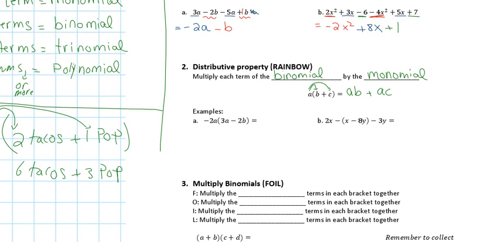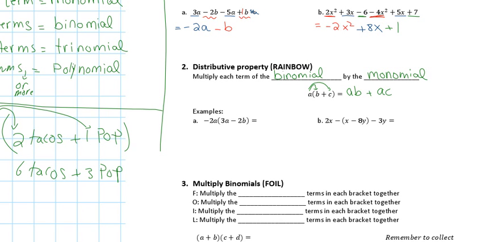Are they like terms, AB plus AC? No, because they don't have the same letter. The first one is A and B, the second one is A and C. Are they like terms? No. Okay?